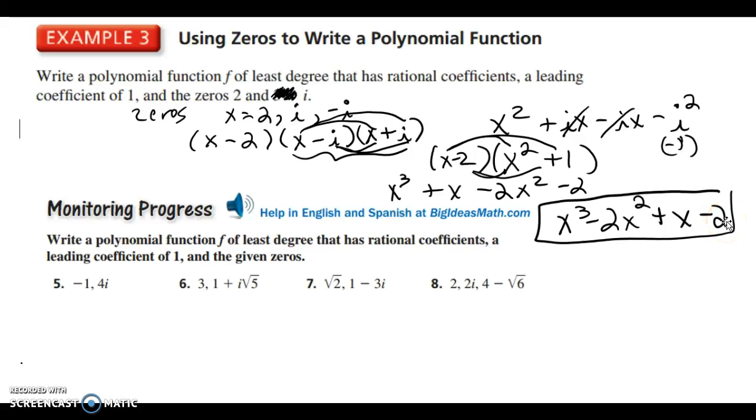I'd like you to now try monitoring progress 5. For monitoring progress 6, please erase the 1 plus and now try monitoring progress 6. Now try monitoring progress 7. First erase the 1 minus. And for monitoring progress 8, erase the 4 minus and try that one.